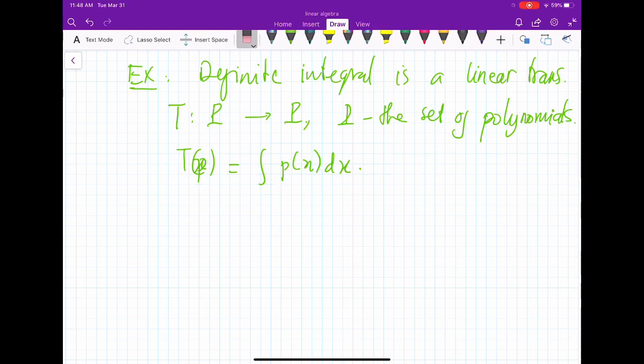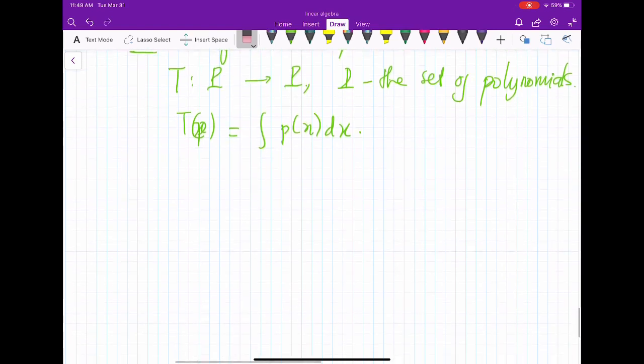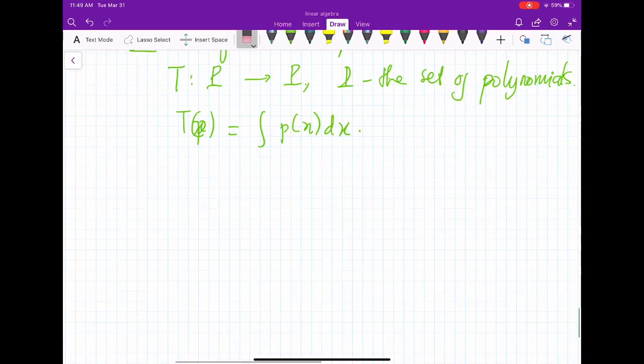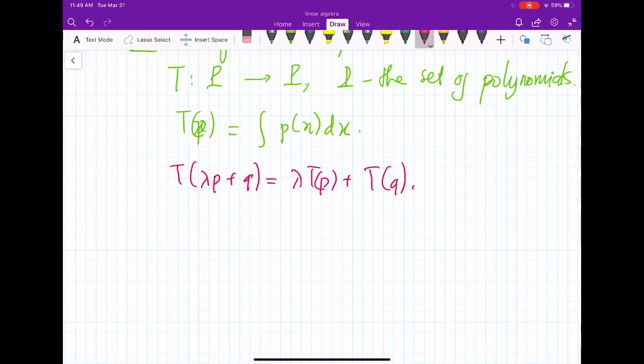So the antiderivative of a polynomial is a polynomial. Does it make sense? Again, from the properties of integrals, you can see that actually T(lambda p plus q) equals lambda T(p) plus T(q). That's it. So this is a linear transformation. All right, so again, this is a challenge: you may consider the matrix of T.